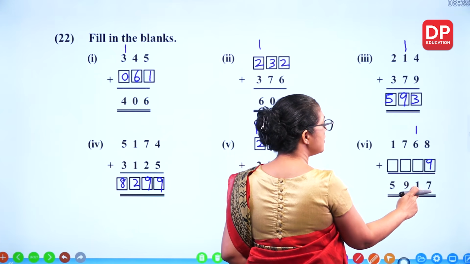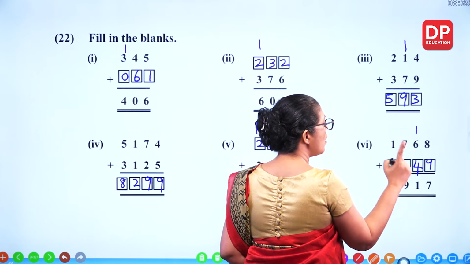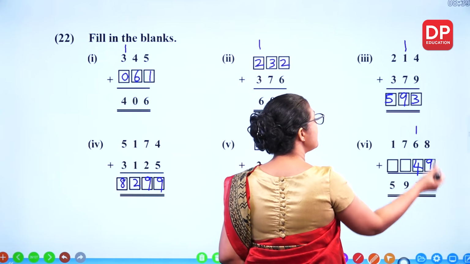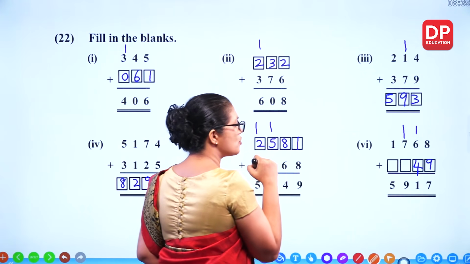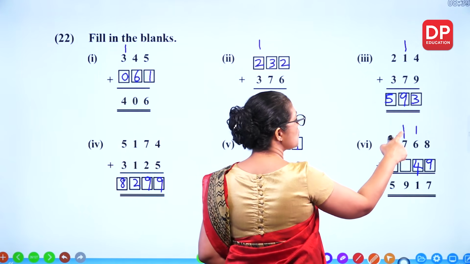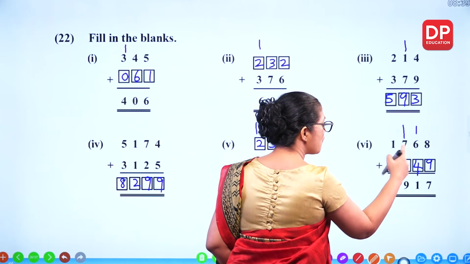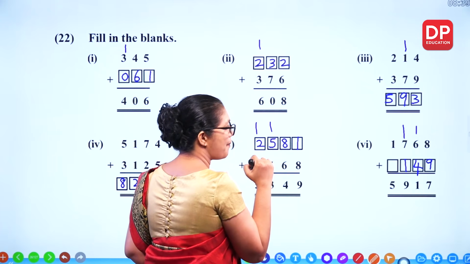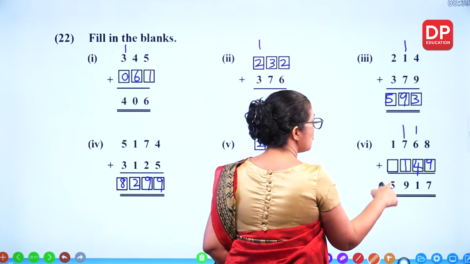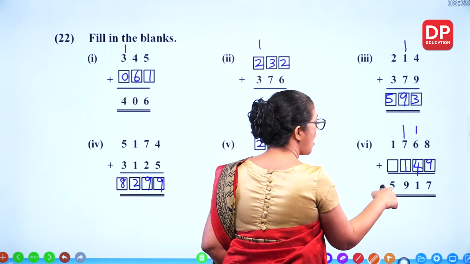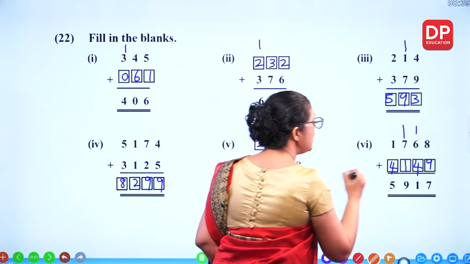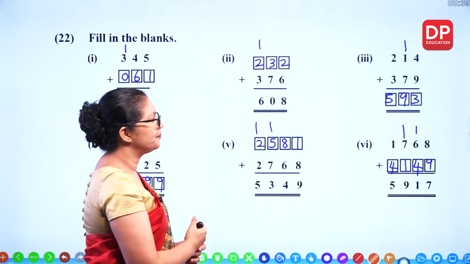How do you get 1? 7 plus 4, 11. 1 is already there. So we take 1 to this side. 7 plus 1, 8. How do you get 9 from 8? You have to add 1 there. Then you already have 1 there. How do you get 5? You need to add 4.